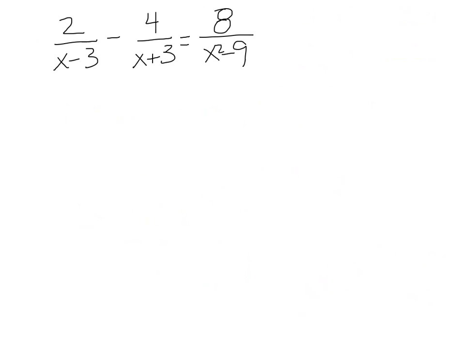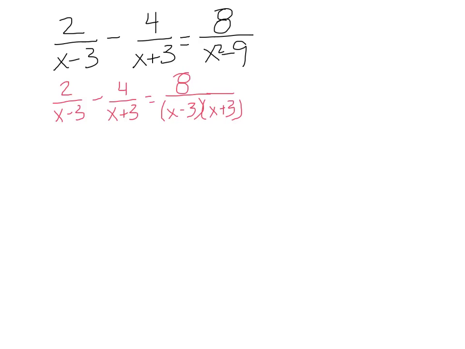If you have watched any of the other videos, you've noticed that everything has this first step of factoring. That's what I need to do now. I'm not going to be sure what my domain restriction is until I factor everything that's possible. That fraction on the right-hand side does factor, so that's my first step. So my equation is going to become 2 over x minus 3 minus 4 over x plus 3 equals 8 over, conveniently enough, a difference of squares, which becomes x minus 3 times x plus 3.